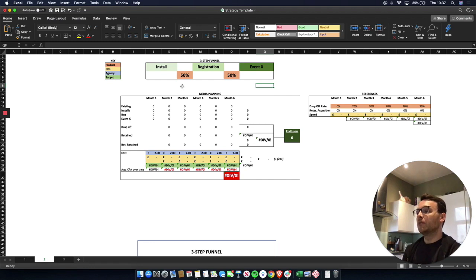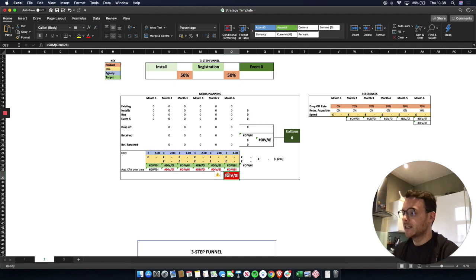We're working this out on a 50% conversion rate at each step: from install to registration, and registration to event X. It's a typical golden rule or rule of thumb that in your planning stages, you can say we're going to expect to lose half the people at each step. Fairly self-explanatory in that respect. What we're actually going to see is how this affects our cost. We're going to keep a good eye on this increase over time for the cost per acquisition at event X, and what this does for our end users.